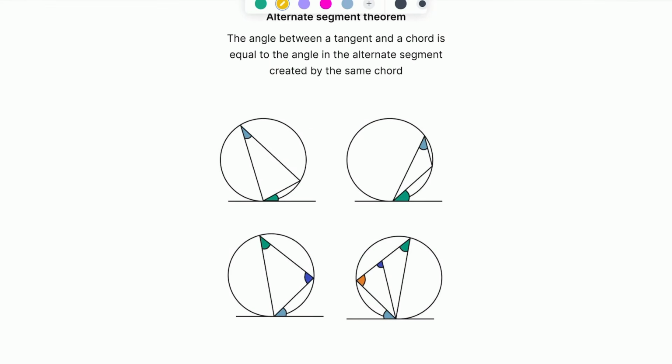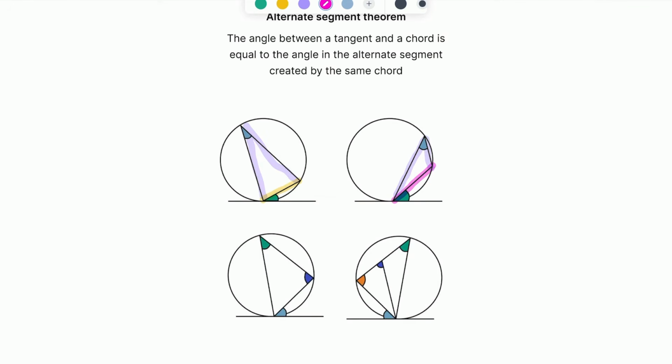If you look at, for example, the first one, where's the chord? That's the chord there, okay? And that chord is used to create this angle here, so they're both equal. The next one, where's the chord that's touching the angle between the tangent? It's that one there. Now, what angle does this chord create? That one there.